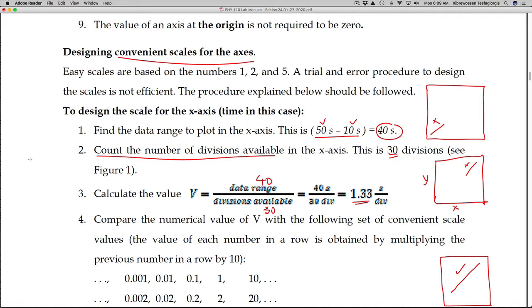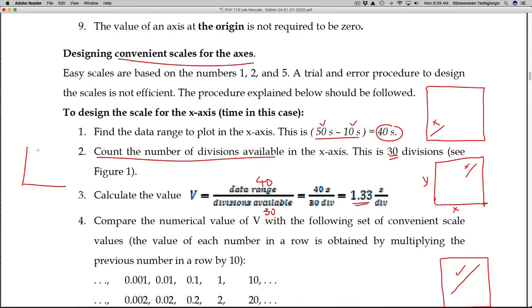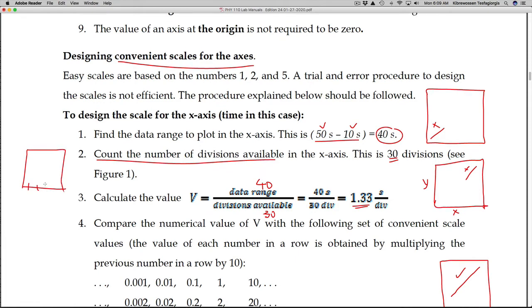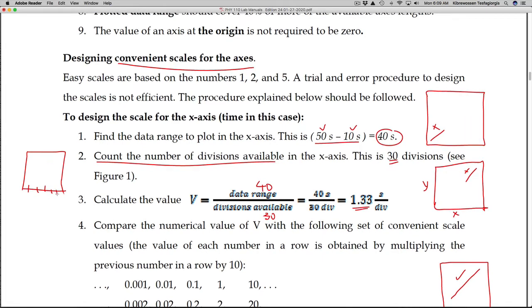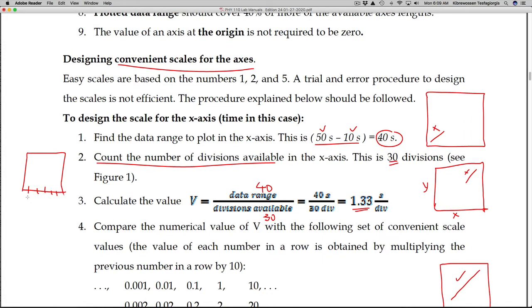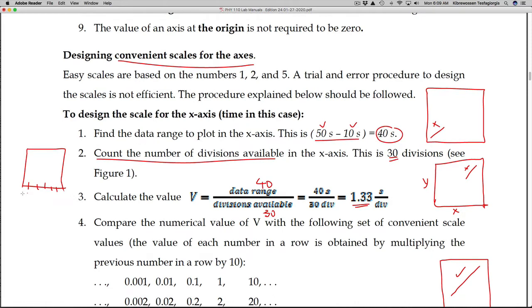That means, so I'm just giving you an example. If you have those little squares, then according to our calculation, the first point should be 1.33. Then the second point has to be 2.66. The third point is going to be 3 times the division.